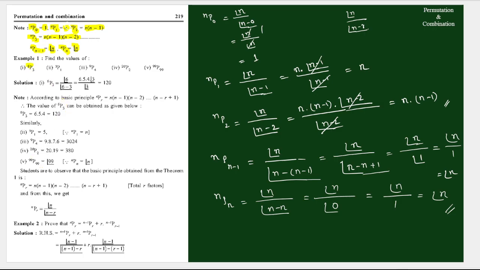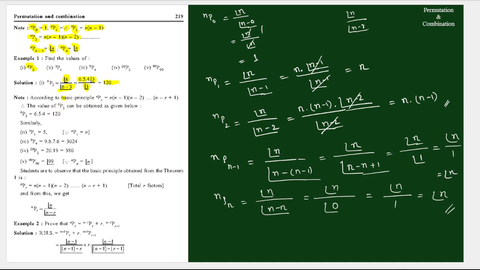So 6P3 using the formula, factorial 6 over factorial 6 minus 3. 6 minus 3 is factorial 3. Then you go up to factorial 3. Okay. Then 3 cancels out. Then 6 into 5 is how much? 30. 30 into 4 is 120. ठीक है, ठीक है, ठीक है.